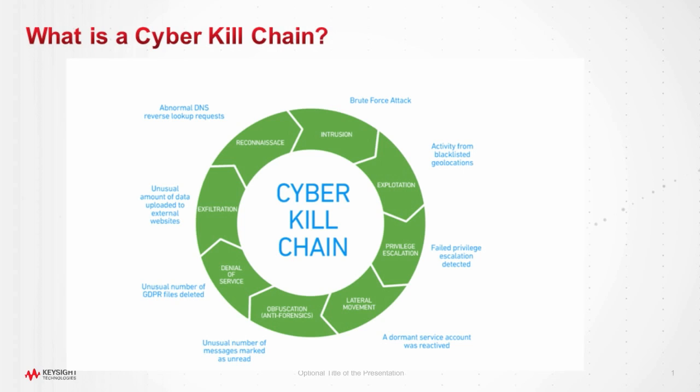Just to summarize, today we looked at what a cyber kill chain is and what it entails. We went over the 8 steps, which include reconnaissance, intrusion, exploitation, privilege escalation, lateral movement, obfuscation, denial of service, and exfiltration.